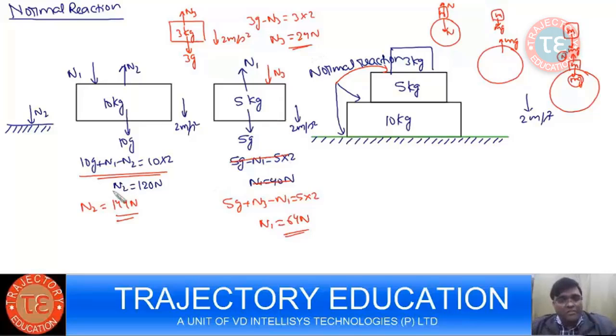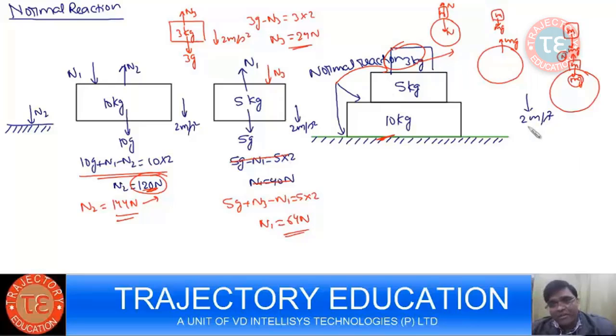Please check these values, right? So you find that the normal reaction, the force of interaction between the 10 kg and the surface, increases to 144 Newton. Earlier it was 120. So that's the impact of 3 kg on this interaction, right? I can't directly show it in the free body diagram, but that's how the presence of this 3 kg affects the interaction. If I remove this 3 kg, again your N2 becomes 120 Newton. All right. So that's the question on normal reaction.